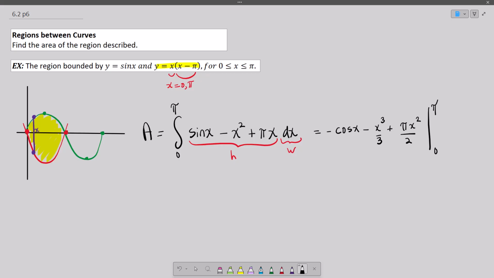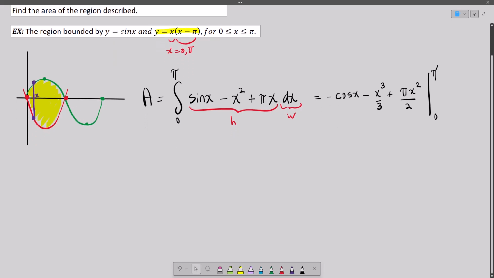All right, so let's plug and chug here. We're going to plug in the pi first. So upper limit of integration goes in. Cosine of pi is -1. -1 times -1 is +1. So we're going to get 1 minus pi cubed over 3 plus, plugging in pi here, it looks like a pi cubed over 2. So there's the upper limit of integration.